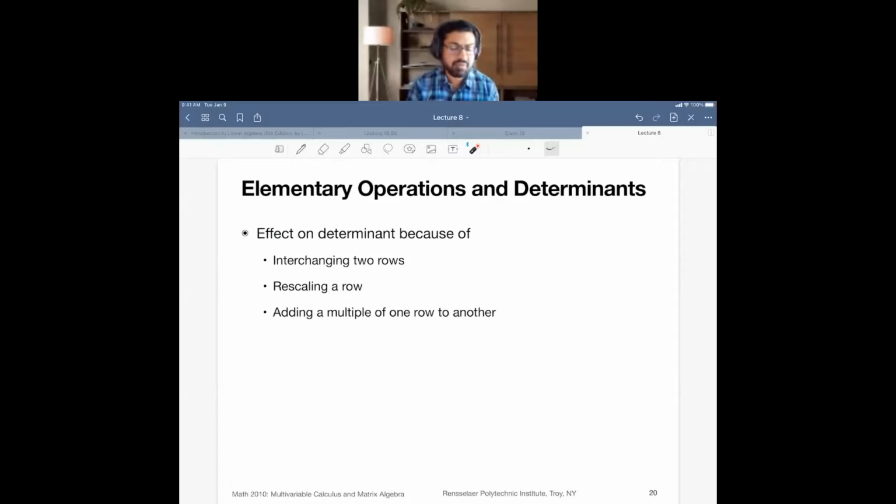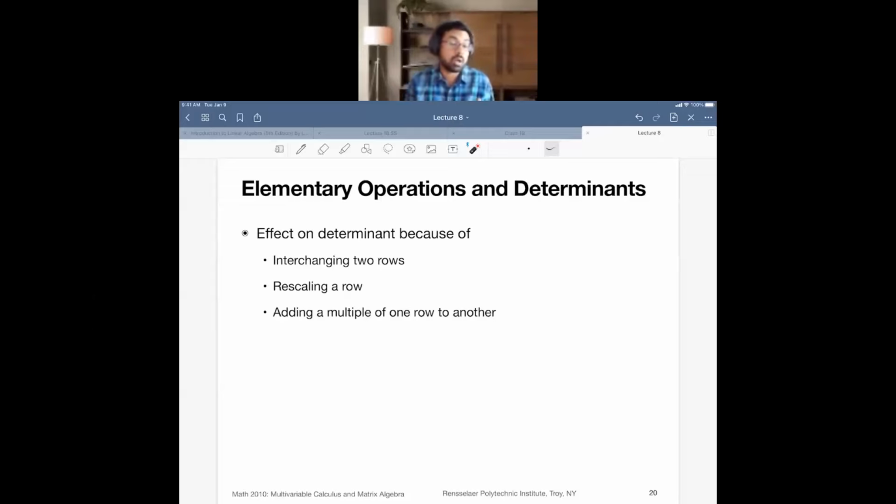Why would you ever want to do elementary row operations? Well, when I do elementary row operations, I can make zeros. Right, so I can manipulate my matrix by doing these row operations to have more zeros. And if I have more zeros, finding the determinant becomes very easy.